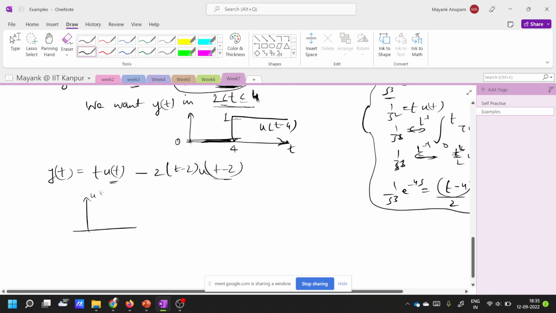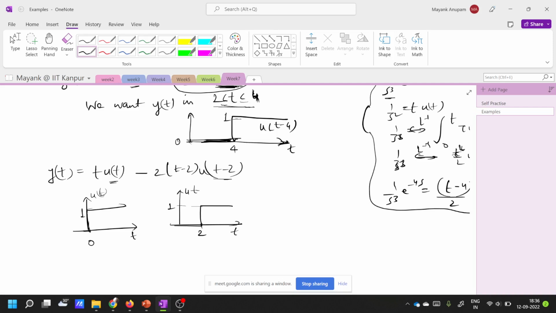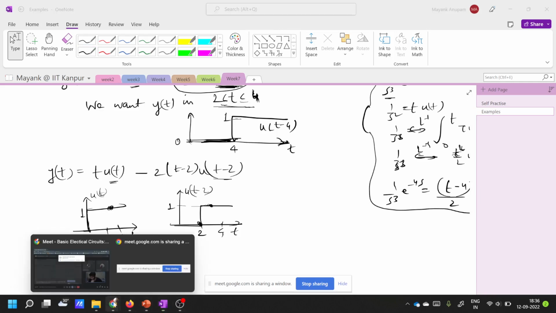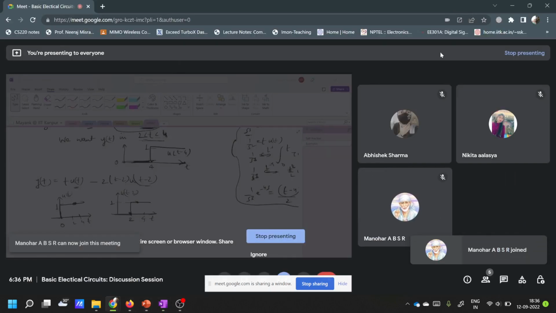This is u of t. U of t will be non-zero starting from 0. From here it will become 1. What is u of t minus 2? U of t minus 2 will be non-zero at t is equal to 2 seconds. So between t is equal to 2 to 4 that you are interested in, both of these are equal to 1, right? Here you see this is also equal to 1, this is also equal to 1.